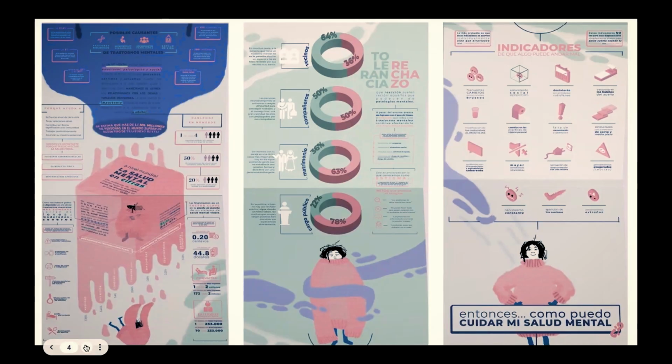And for example, in this case, it tells me how I can take care of my mental health and gives me some data. The use of infographics is very useful for brochures because with a good infographic, we can present a lot of information and hard data in a way that captures people's attention and encourages them to read it more than if it were a paragraph.